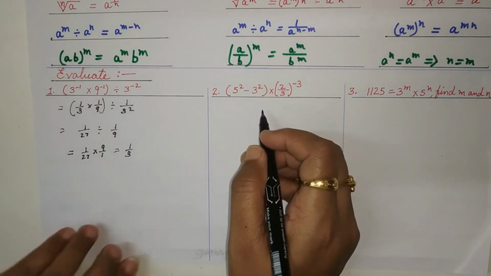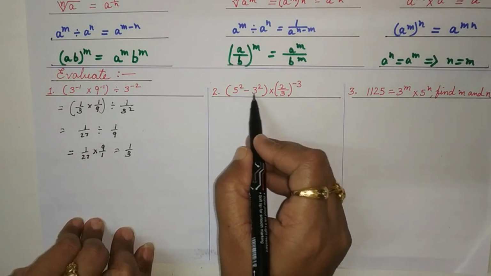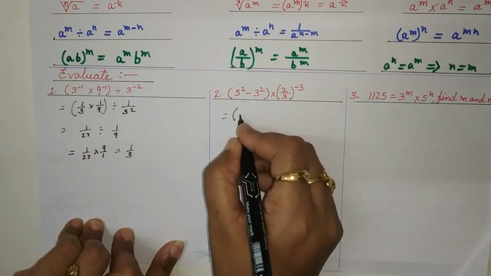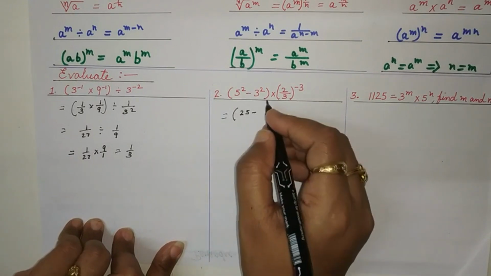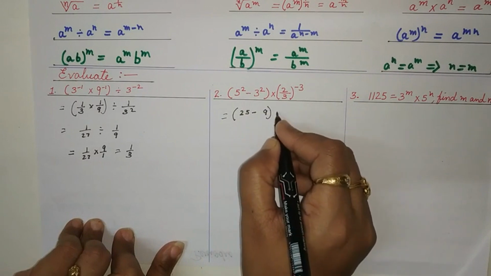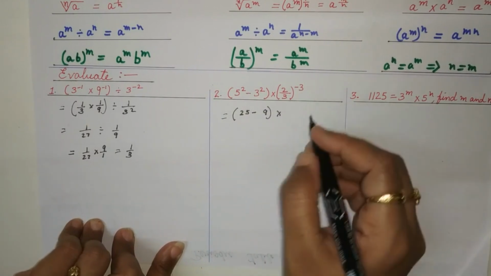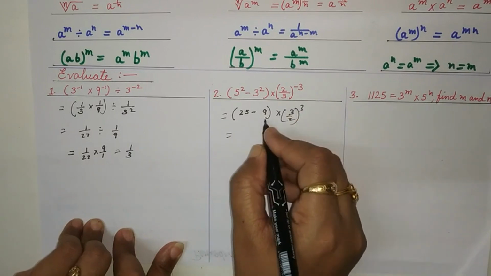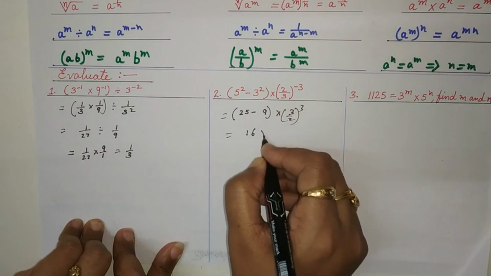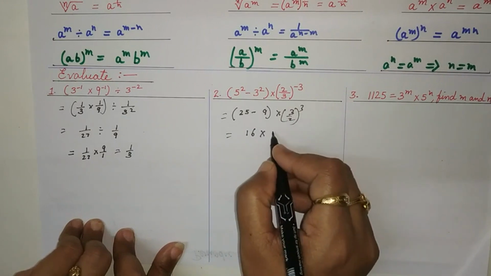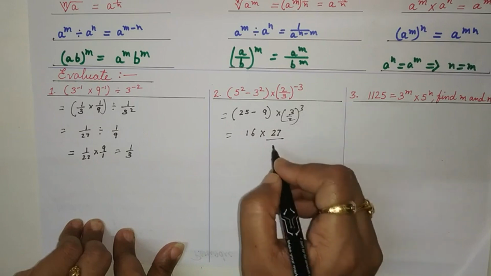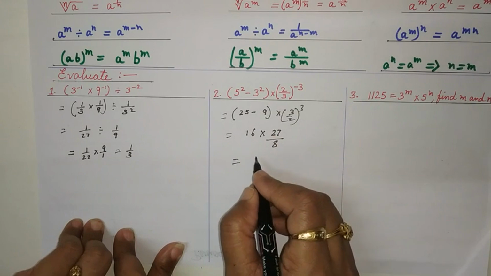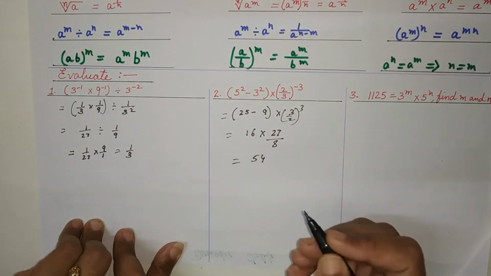The second question, without wasting time. (5 square minus 3 square) into (2 by 3) to the power minus 3. Now bracket 5 square, 5 into 5, 25. 3 square, 3 3s are 9, bracket close, into minus 3. So when we reciprocate, it becomes 3 to the power 3. That is 25 minus 9 is 16, into 3 cube is 27, 2 cube is 8. Now when you cancel, 8 1s are 8, 8 2s are 16, your answer becomes 54.